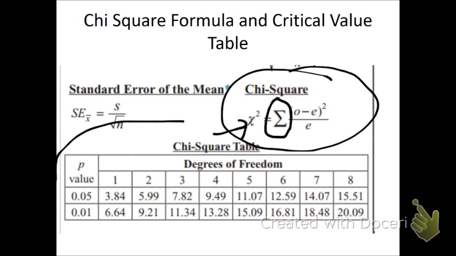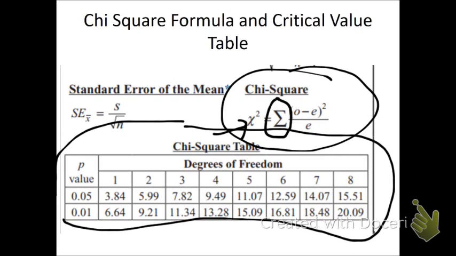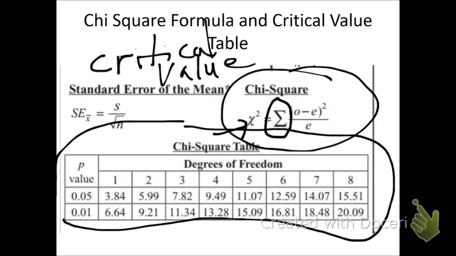Also in this section of the formula sheet is this data table right here, and this table is called the critical value table or the chi-square table. From this table we'll obtain a critical value that will be critical for us to compare to our chi-square statistic. We'll talk more about that table in just a minute.